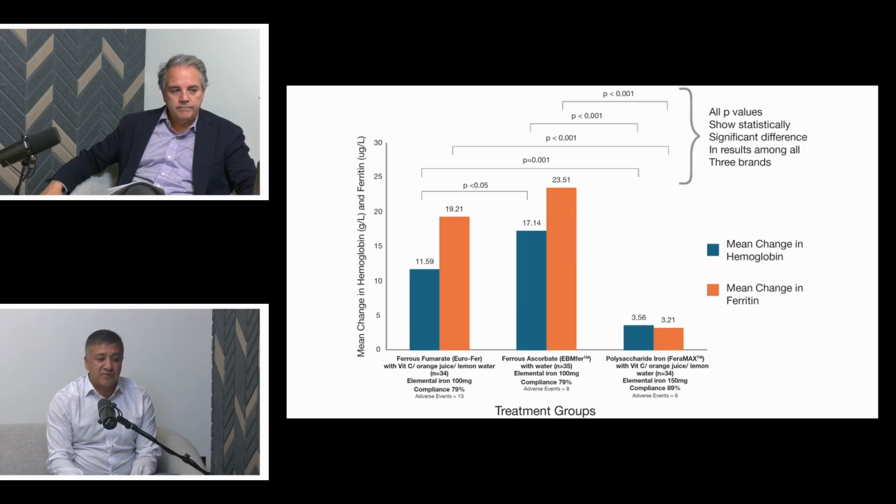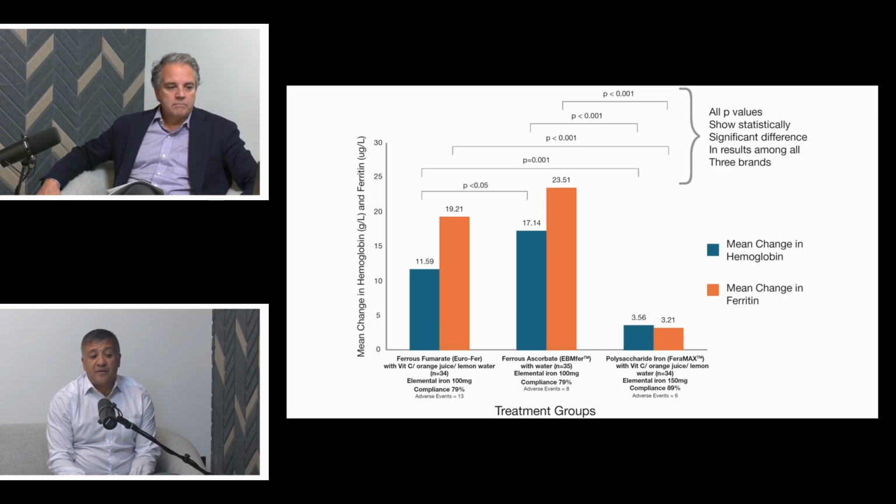Yeah, absolutely, Jeff. So I think the results are quite dramatic. Clearly the ferrous salts were more effective, and especially the ferrous ascorbate, the EBMfer. Interestingly, the compliance rate was higher with the polysaccharide iron at about 89% versus both ferrous salts that were at 79%. But despite this increased compliance with the polysaccharide, the ferrous salts were clearly more effective.